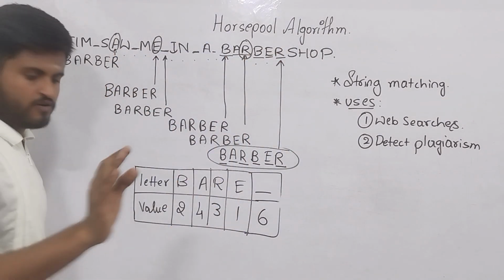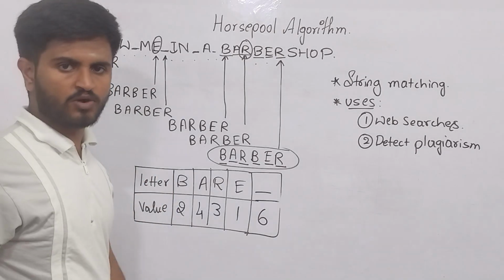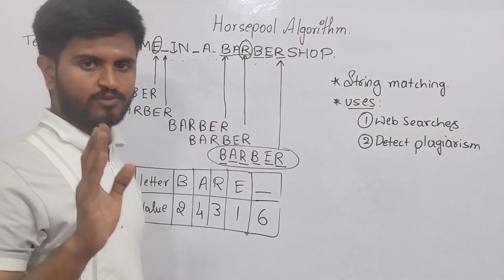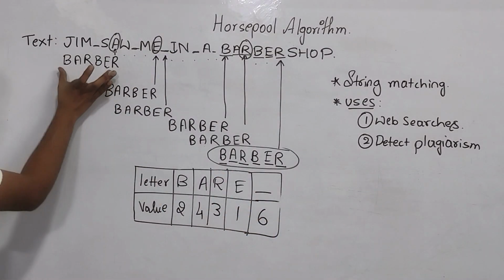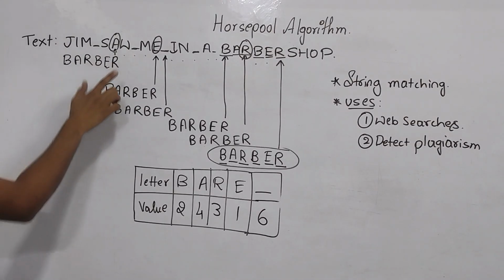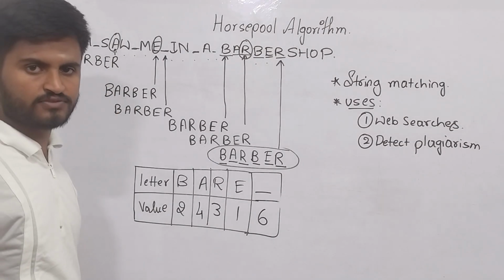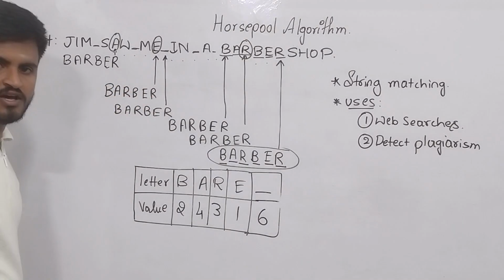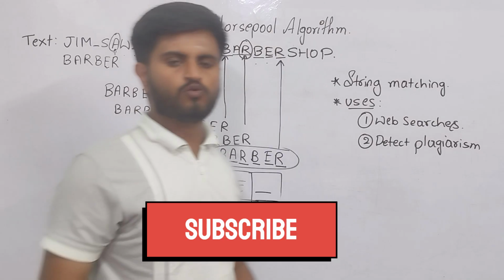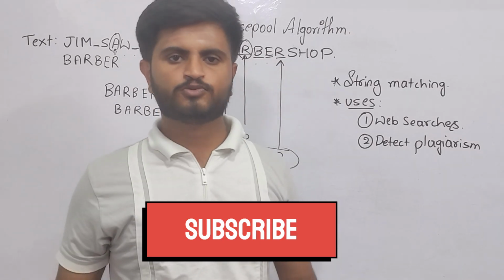So what you must do? First construct the bad match table. What was the formula? Value will be equal to length minus index minus 1. Length means the pattern's number of letters. 1, 2, 3, 4, 5, 6. So 6 is the length of the pattern given. Using that, just solve the problem and match one by one. So hope you understood the concept of the Horspool algorithm.